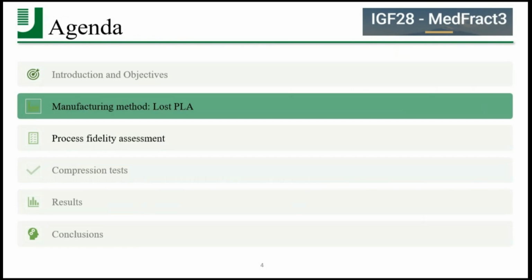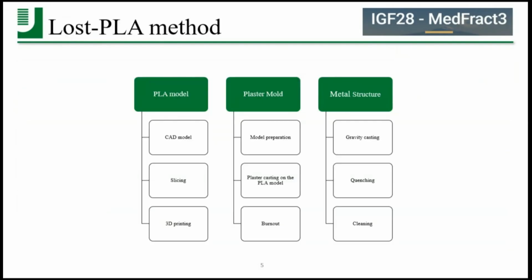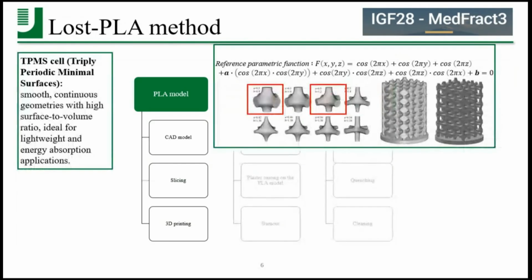Now let's move on to the process used to create the metal structure. The lost PLA method is similar to the lost wax casting technique, an ancient metal casting process used to create an object with a complex shape. In this slide, we can see the various steps of the process. The first step is CAD modeling.